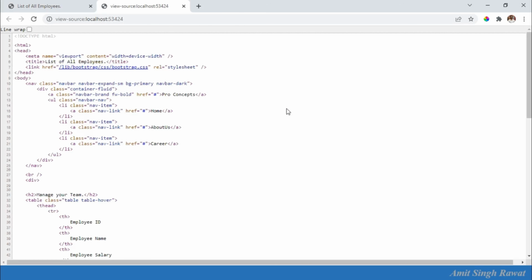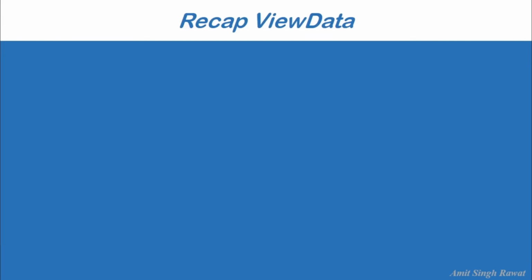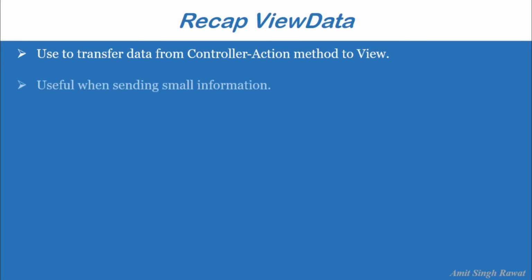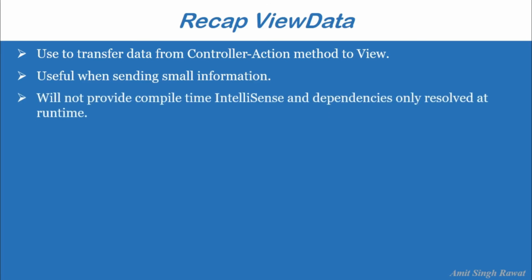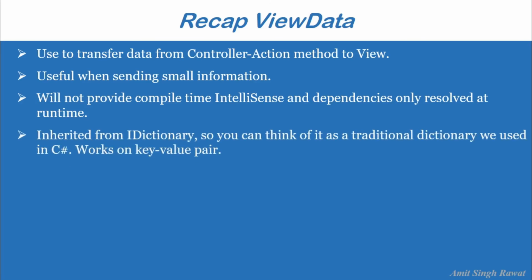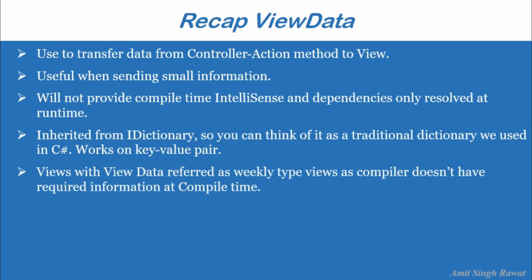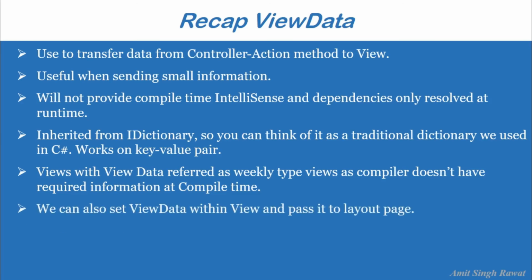All right, let's recap what we learned in this video. ViewData is used to transfer data from controller action method to view. Useful when sending small information. It will not provide compile time intelligence, and dependencies are only resolved at runtime. Inherited from IDictionary, so you can think of it as a traditional dictionary we use in C#, works on key value pair. Views using ViewData are referred to as weakly typed views, as the compiler doesn't have the required information at compile time. We can also set ViewData within the view and pass it to the layout page.